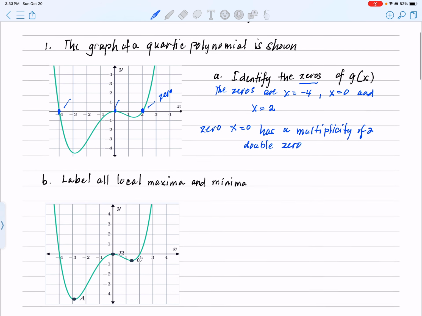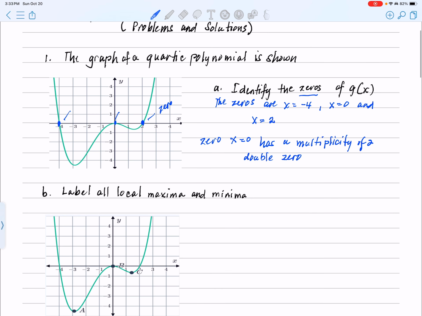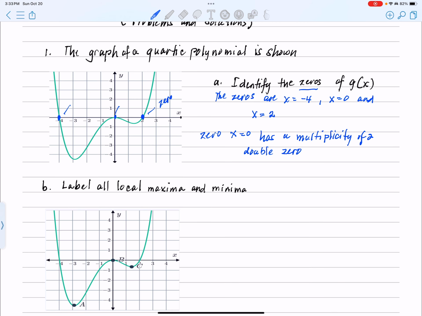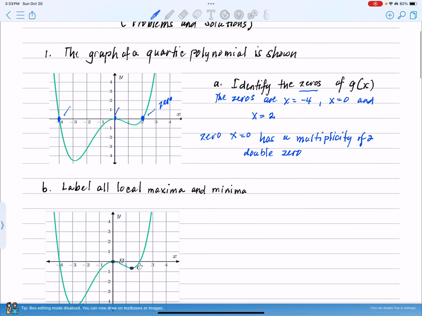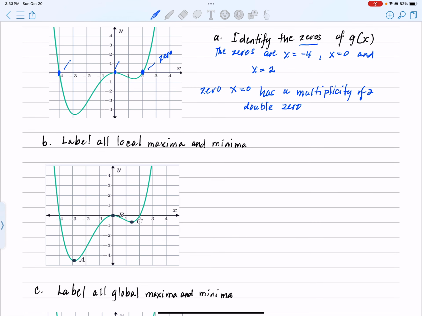Letter B, label all local maxima and minima. Remember, local can be another term for relative. In the previous video we have. So we can find local maxima and minima if we try to look at this curve, I had it marked already. At this point here, point A, point B, and a point C.